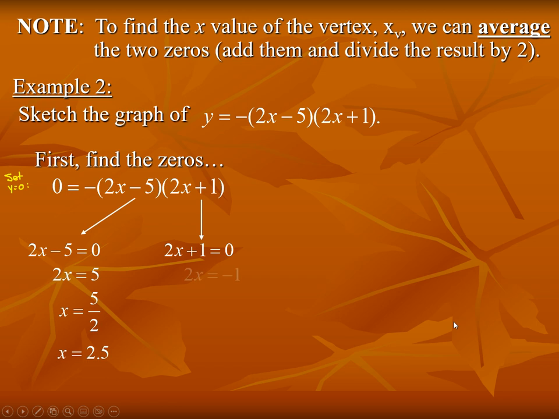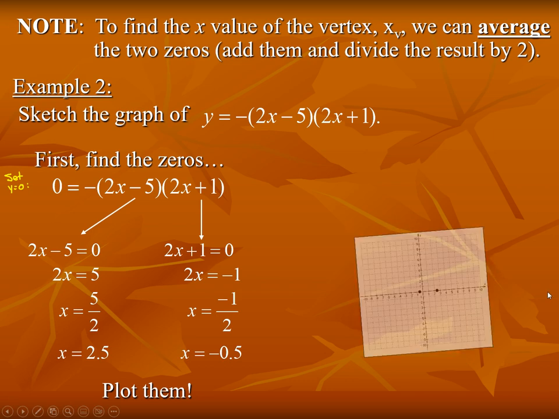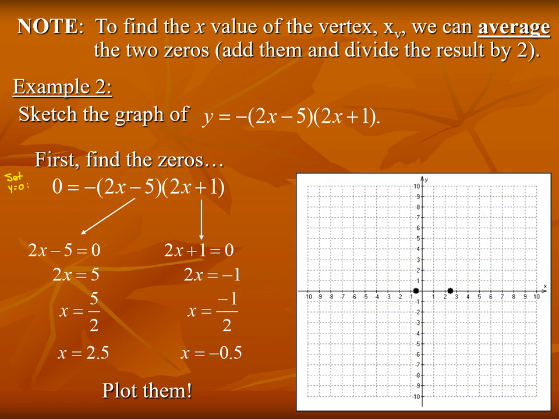This one, bring over the 1, it becomes negative, and divide by 2, and I get -0.5. Now, don't say it out loud. Think about it. Can you get the number that's halfway between 2.5 and -0.5? Yeah, someone shakes their head like, no, I can't do it. So, I'm going to plot them first. And once you plot them, can you get it now?